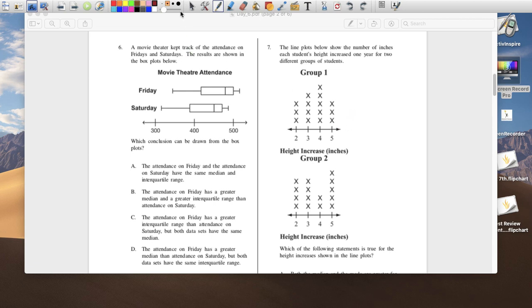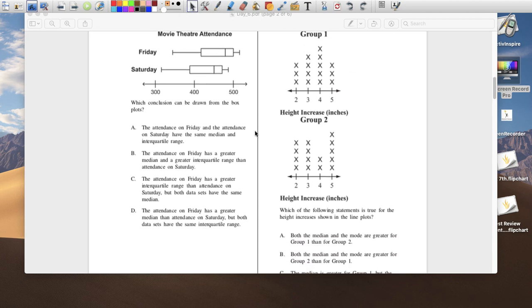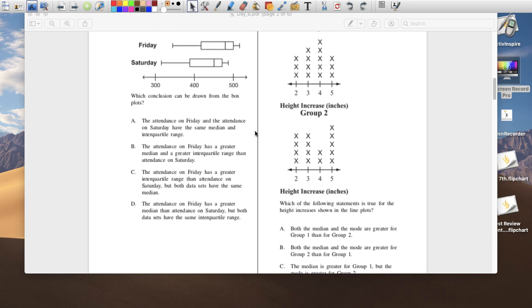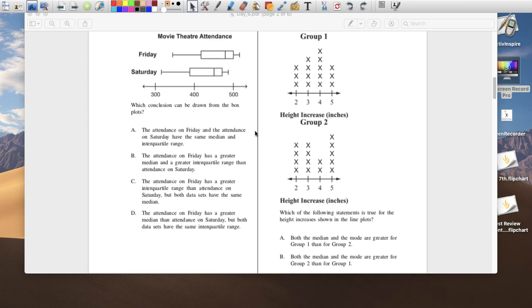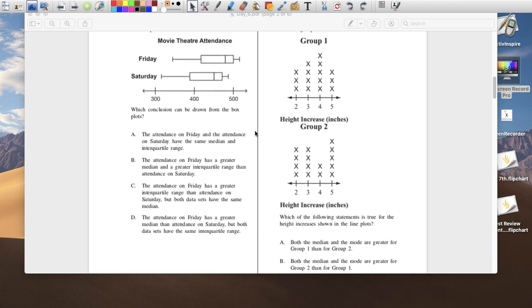And the other one likewise. I'm not going to read it, but I want to read the question. Which of the following statements is true for the height increase shown in the line plots? Both the median and the mode are greater for group 1 than group 2. So the median and the mode are greater for group 1. So let's just use the mode.